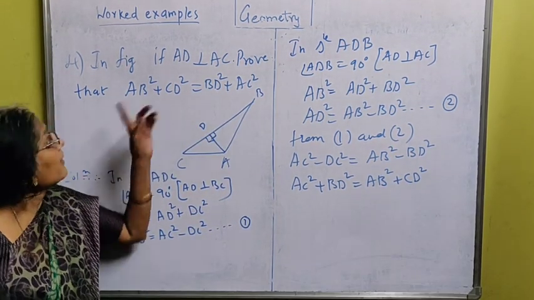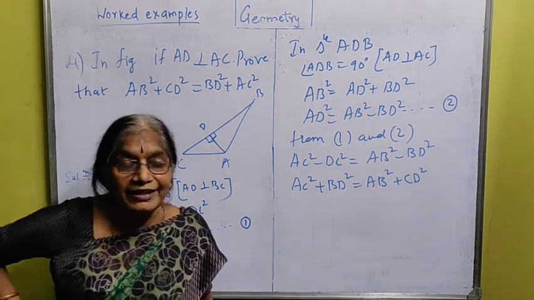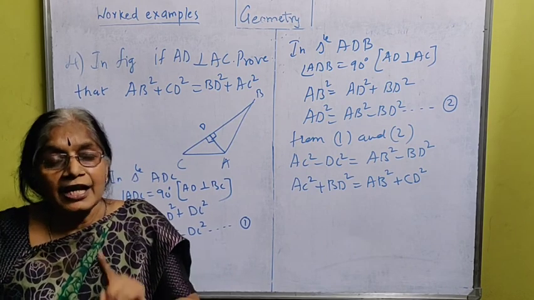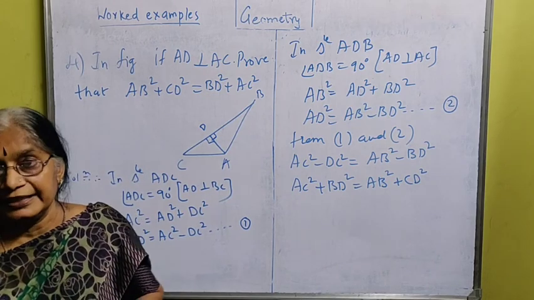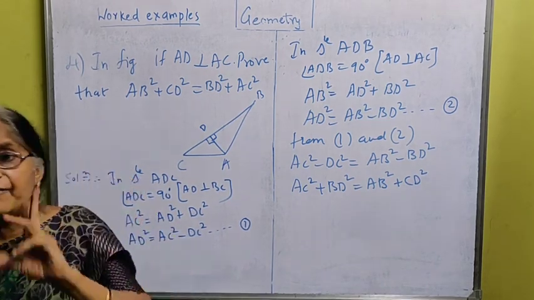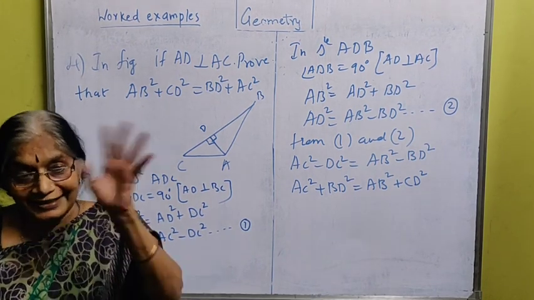So I hope you have understood problem number 4. These are all the worked examples which are given in your reader. The first problem which I gave is my own problem because I wanted to show how to use the Pythagoras theorem. The remaining two problems are left out in the worked examples; I am going to include them in the exercise.